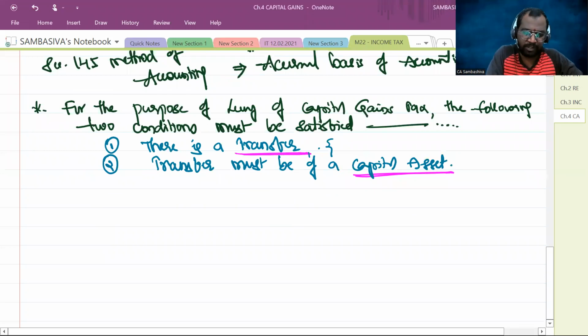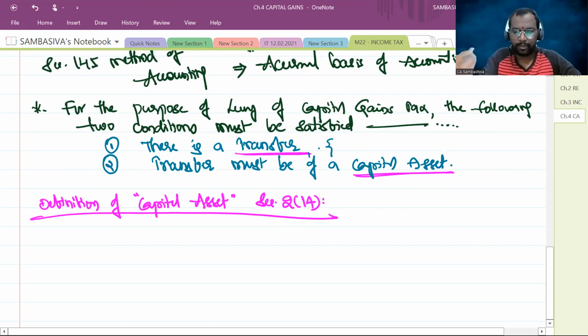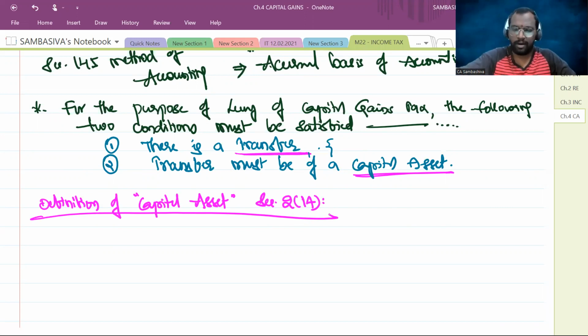So first, everyone put the heading here: definition of capital asset. The definition is given under section 2, clause 14. Now let us try to understand the definition of capital asset.